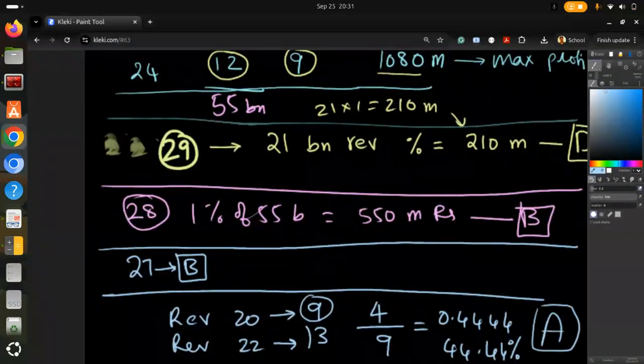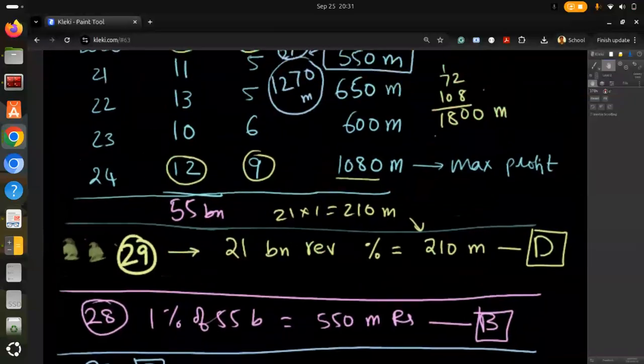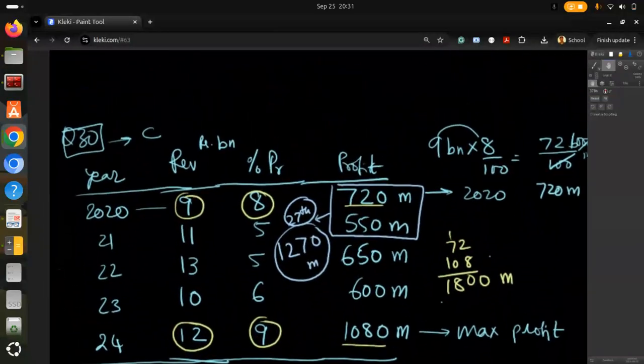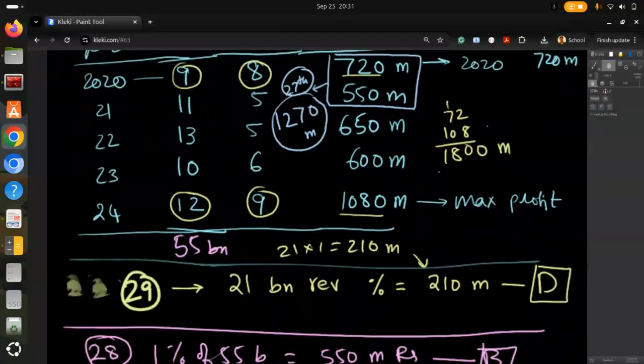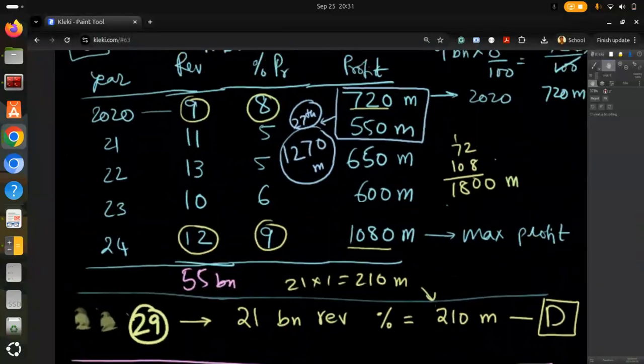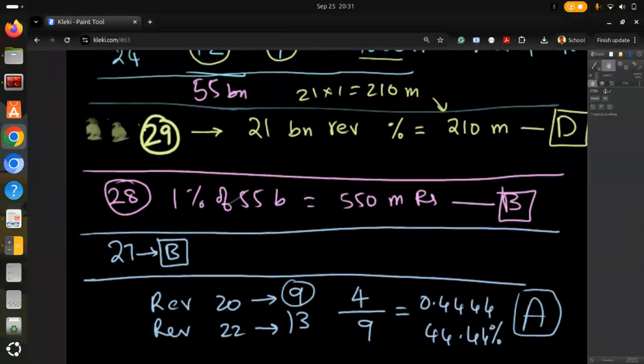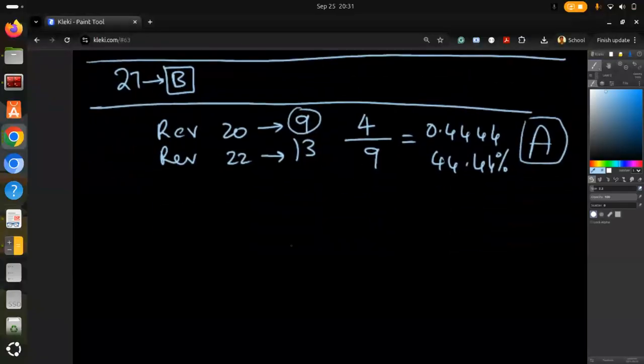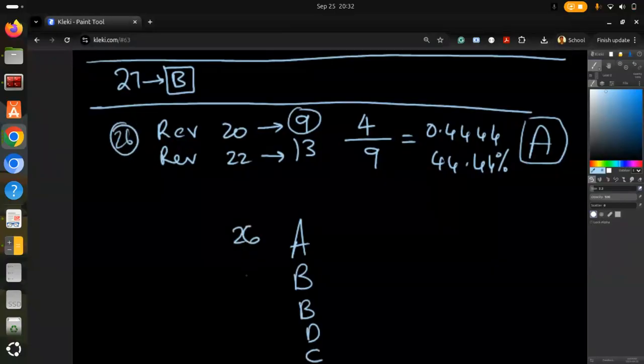So again, if I summarize, A, B, then I have D, then I have, sorry, A, B, B, D, C. So this is in the reverse order. So let me write it down. A, B, B, D, and C are the answers for 26, sorry, 27, 28, 29, and 30. So these are the answers.